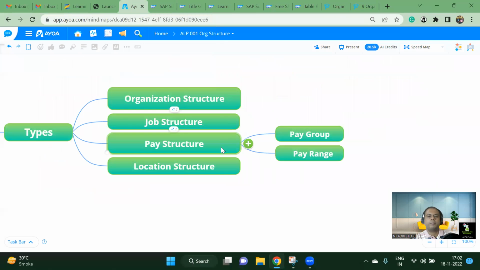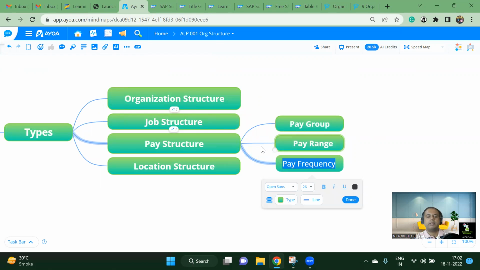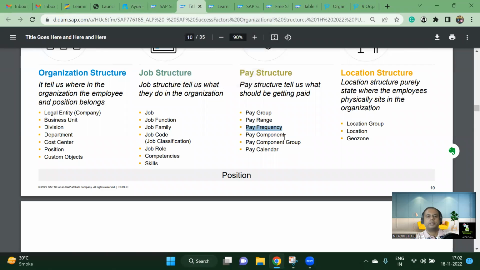Similarly, the pay frequency is how frequently you are getting paid, whether it is monthly, bi-weekly, or weekly. Based on that, that is called pay frequency. Okay. So the next one is pay component group.